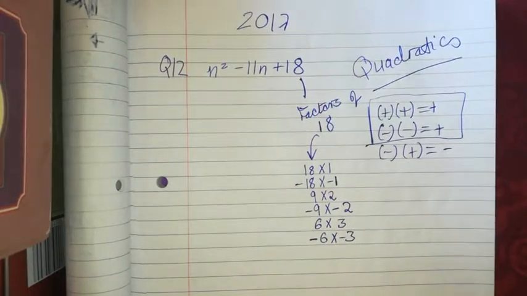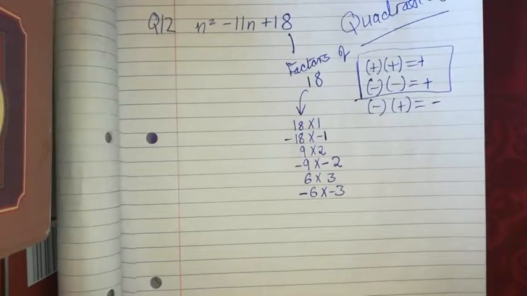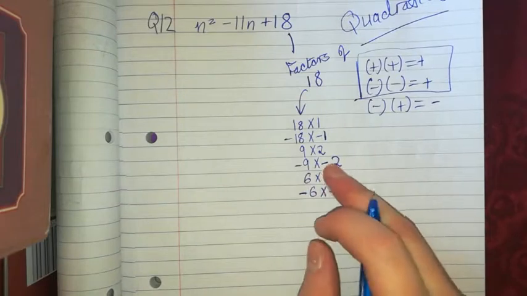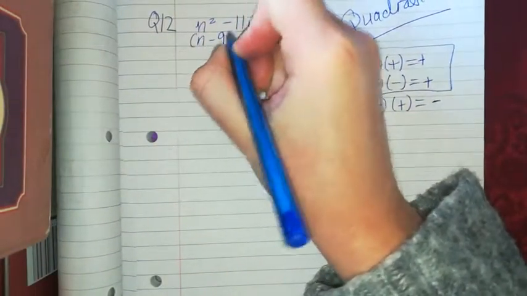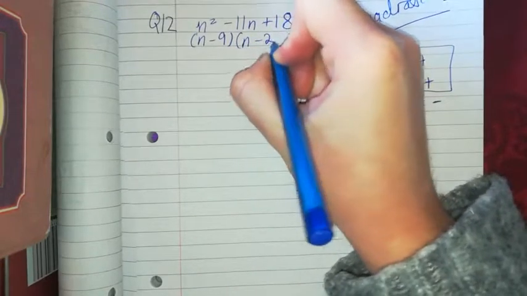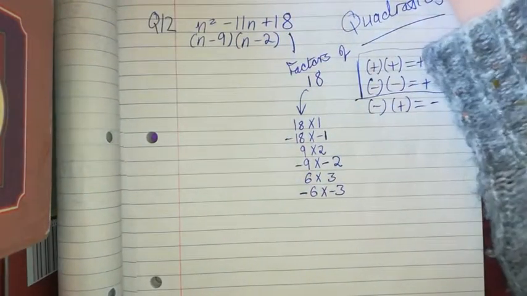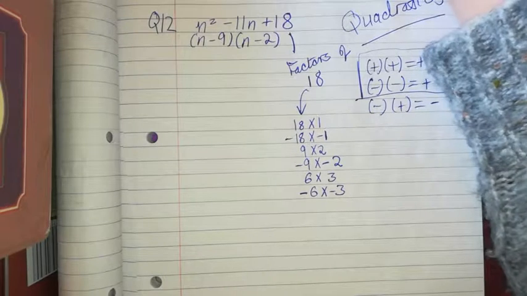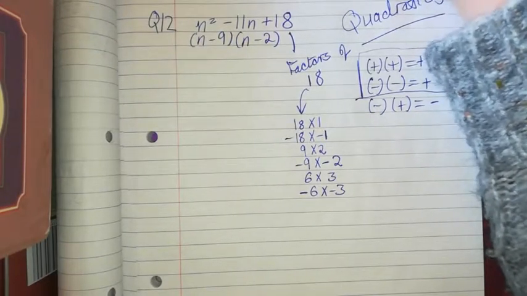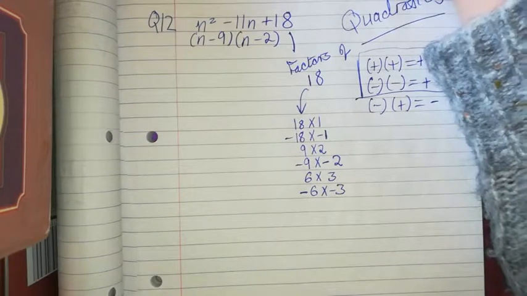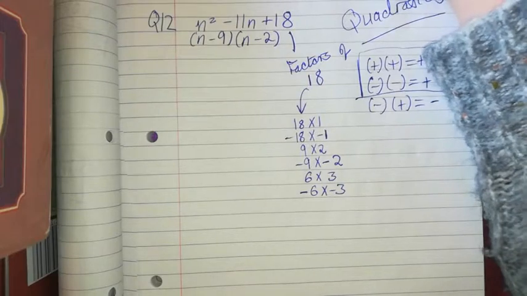The pair that work together to give minus 11 are minus 9 and minus 2, which add to give minus 11. So my first bracket will be x minus 9, and then the second will be x minus 2. They've just asked me to factorize, so I'm going to leave it at that, because that's it. That was quadratics.